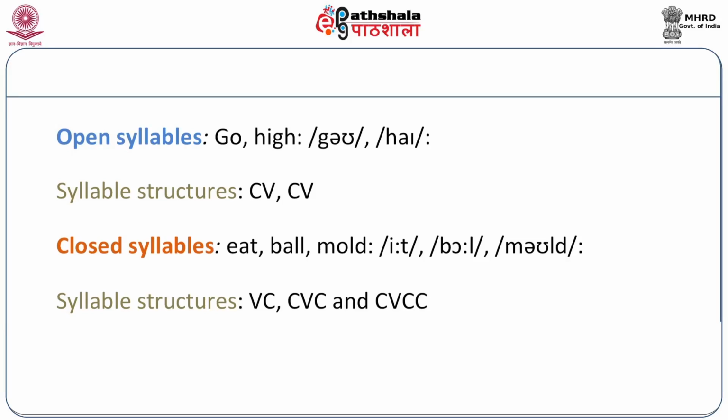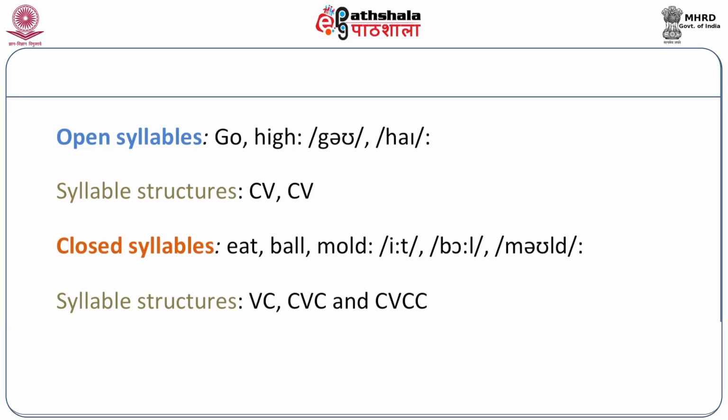So we have eat and ball, there is one consonant after the vowel. In mold, we have two consonants after the vowel. Thus, the structures are, two then, CVC for eat and ball and CVCC for mold. This way we describe the syllable structures of languages.